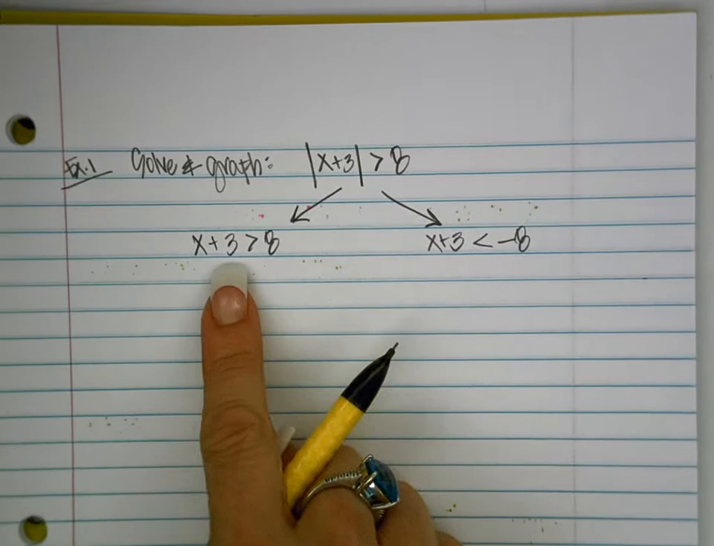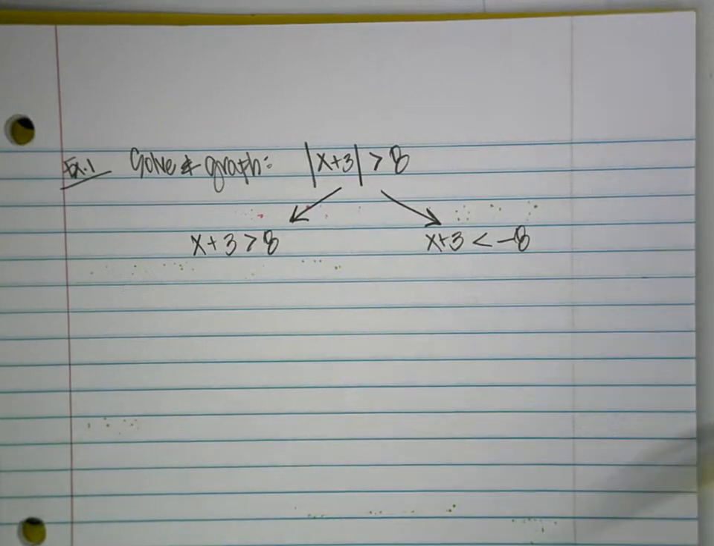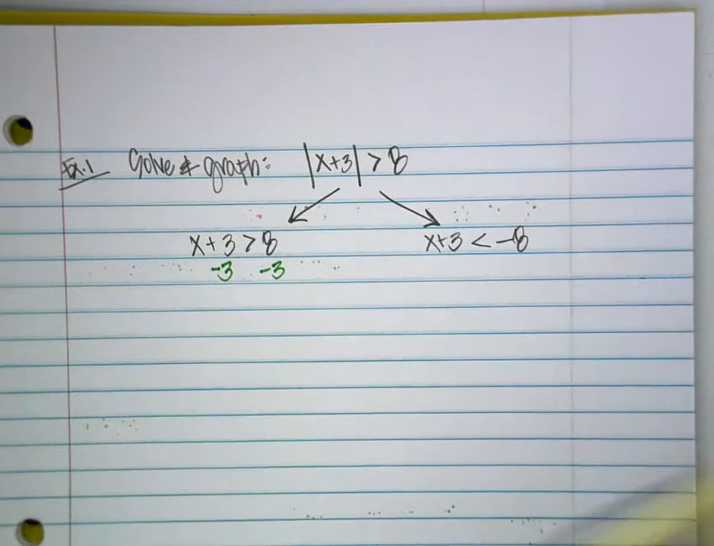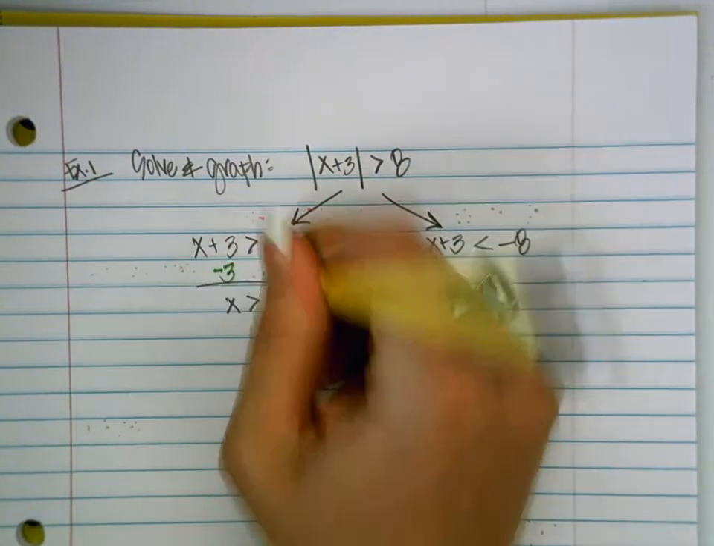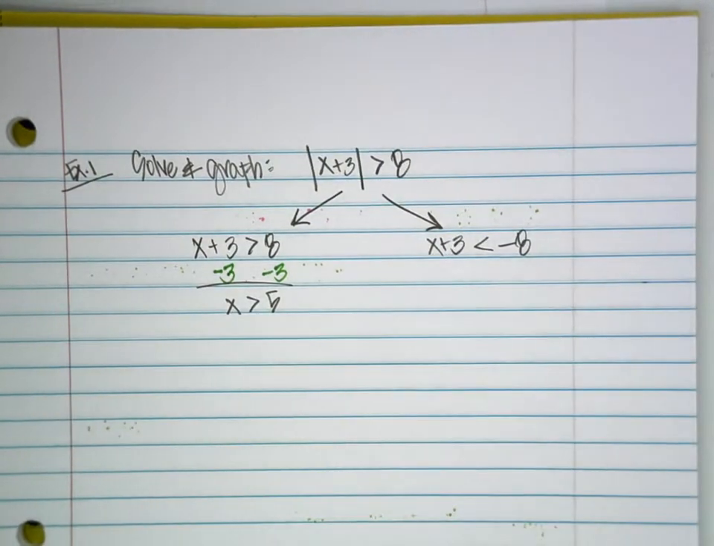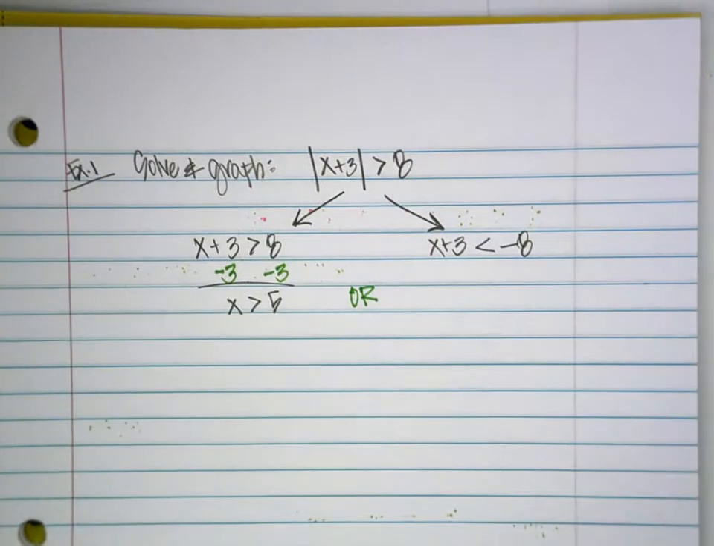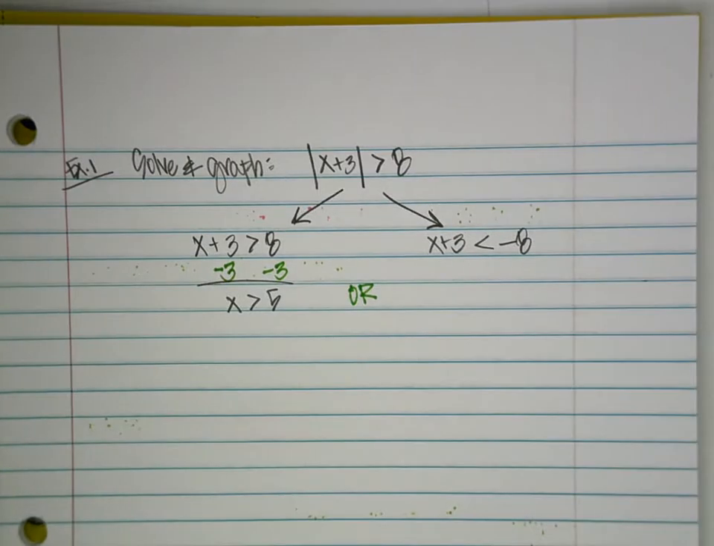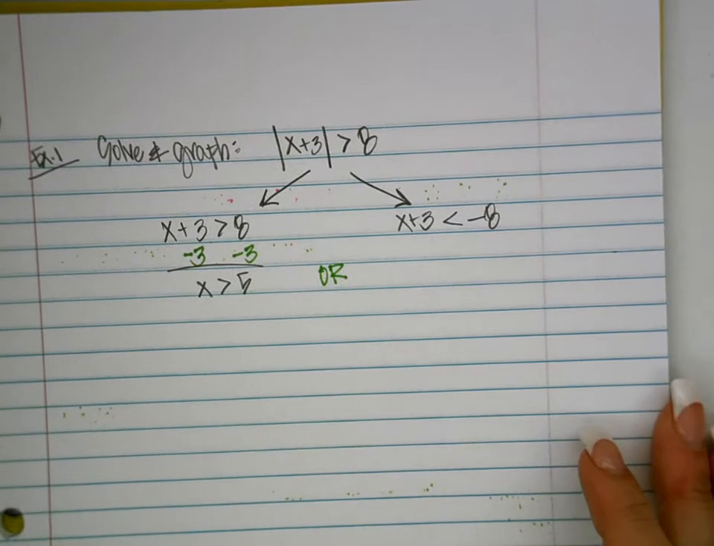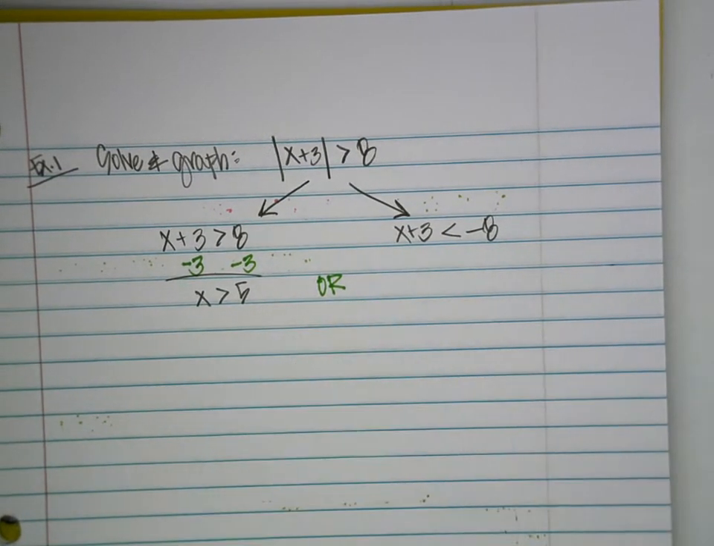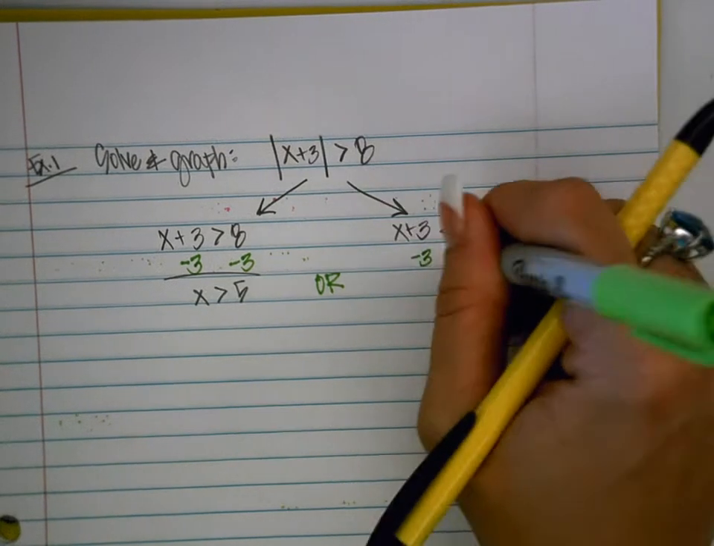How would I get rid of this 3? Subtract the 3. Do the same thing on both sides, subtract the 3. So we're going to get that x is greater than 5. Now, it is super important that you write the "or" in the middle here, and I will explain why in just a second. So that's going to be x is greater than 5, or, do the same steps here, subtract the 3.